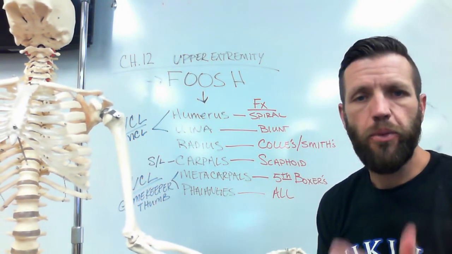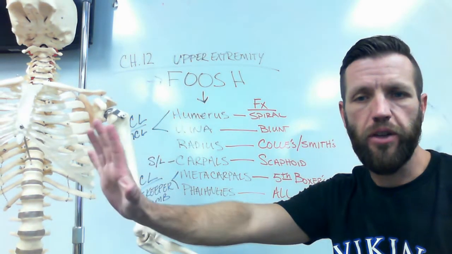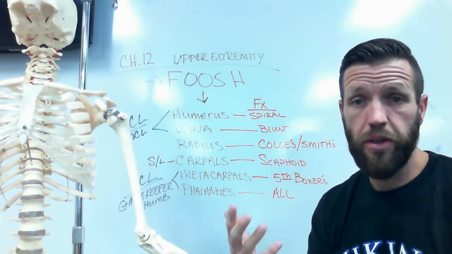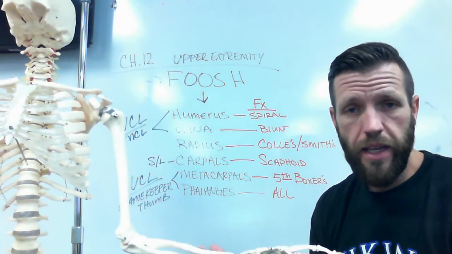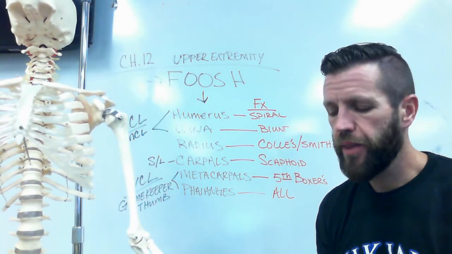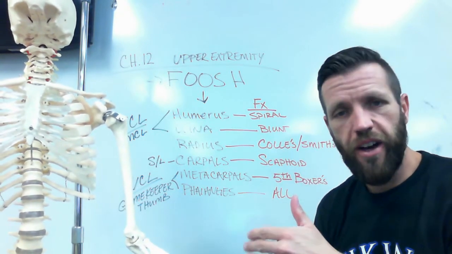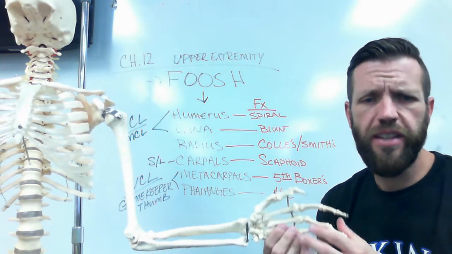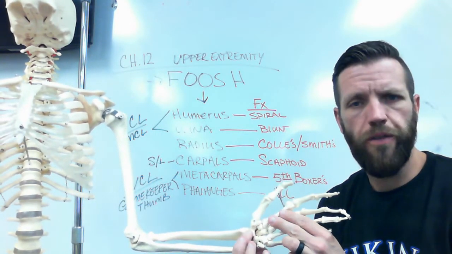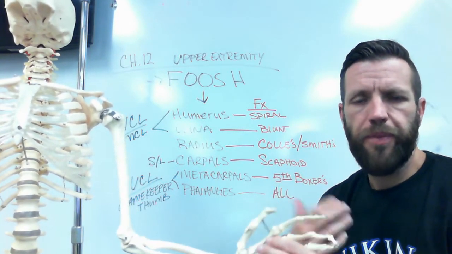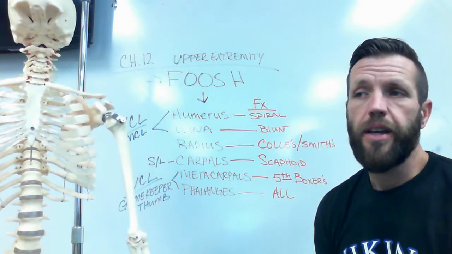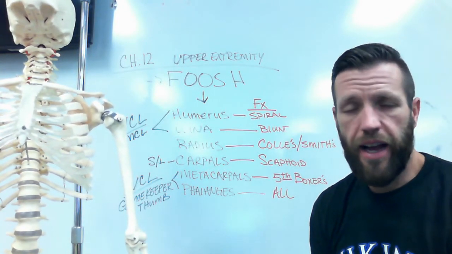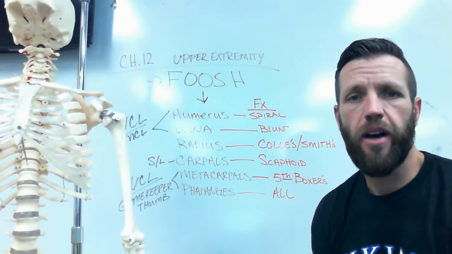A lot of times we think when we fall on an outstretched hand and we have wrist pain that it's a wrist sprain, and many times it is, but many times it's not, and it does have a fracture in there. And these fractures to this bone are very difficult to pick up. A good example of this is an athlete that I had here at Carl Albert State College.